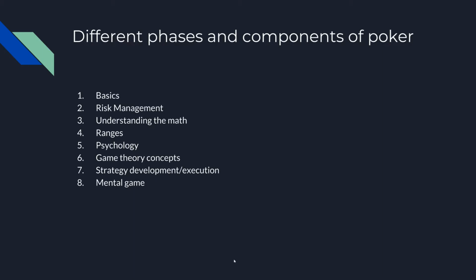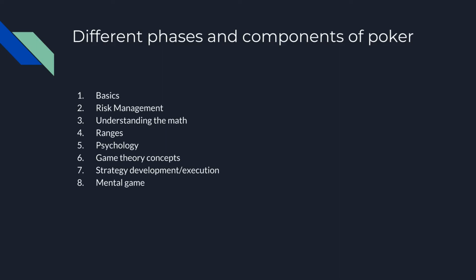So, different phases and components of poker. There are basically a few things that I'll probably say are the phases or the different components that we have when it comes to poker. So there's the basics, there's the risk management, there's the mathematics, the understanding of ranges, psychology and game theory, and then there's also the strategy development and execution aspect of things.